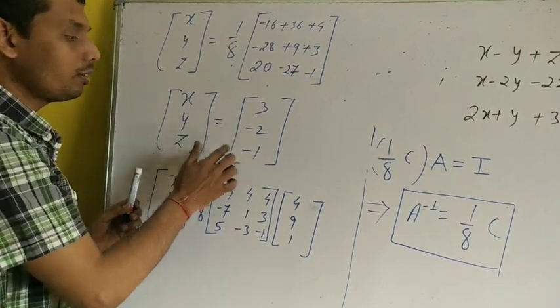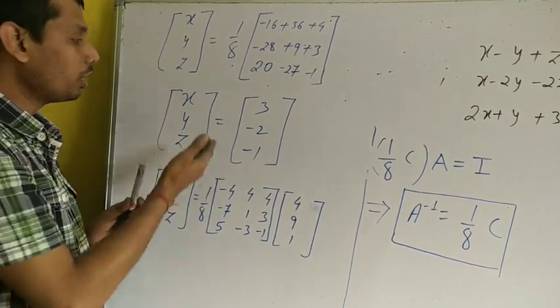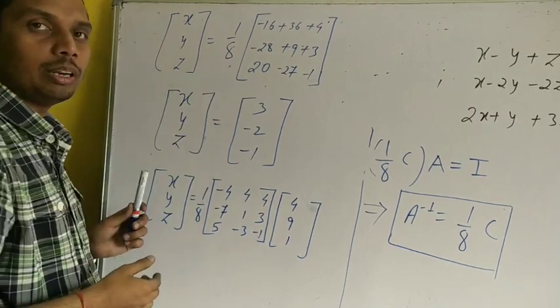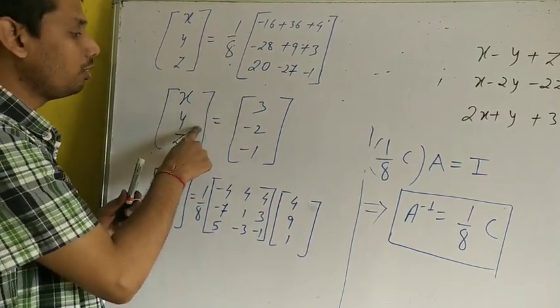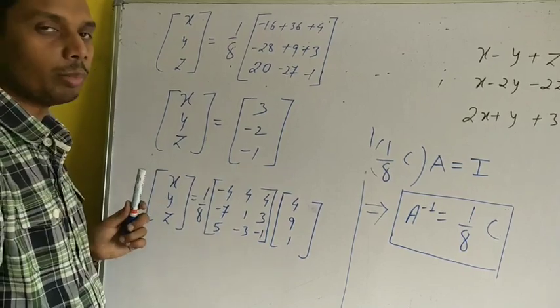Okay, as these two matrices are equal, we can equate the corresponding elements. x is equal to 3, y is equal to minus 2, and z is equal to minus 1.